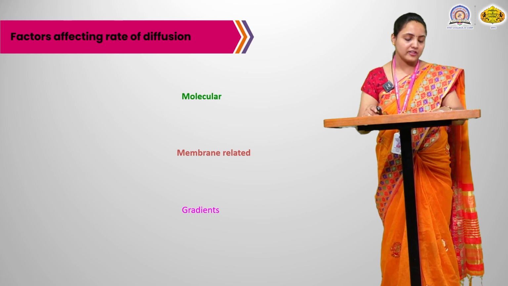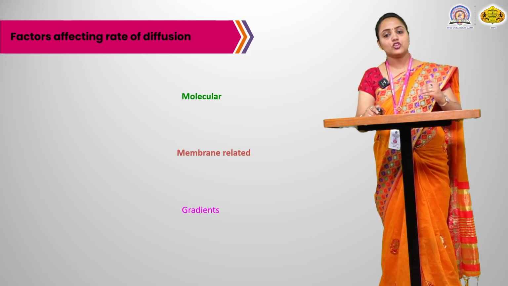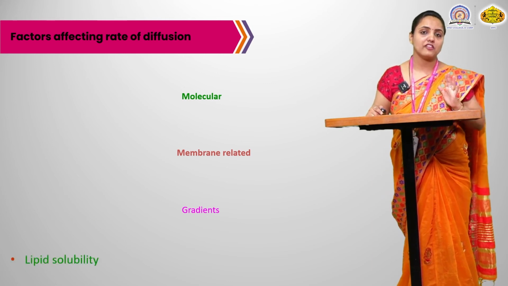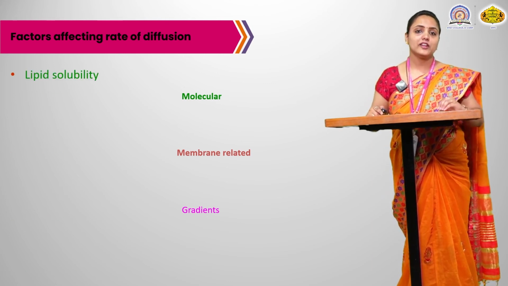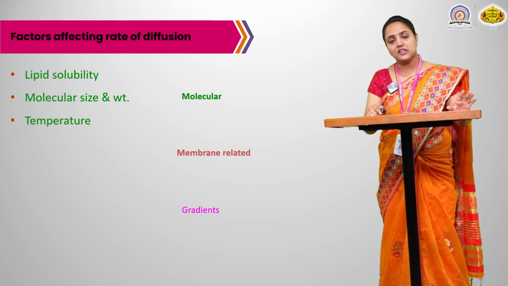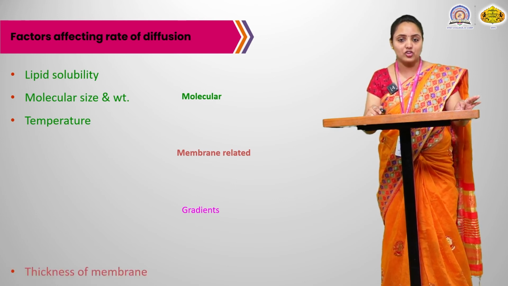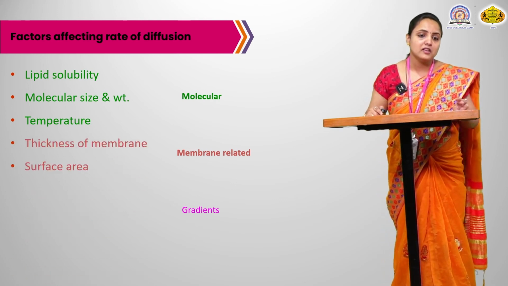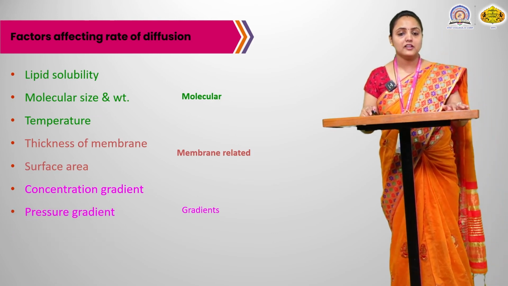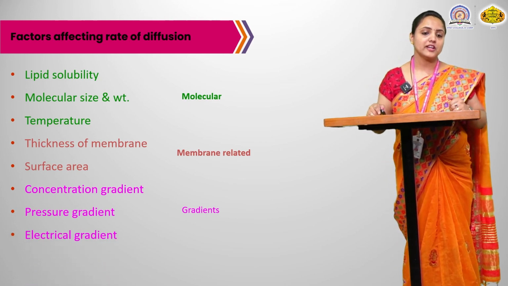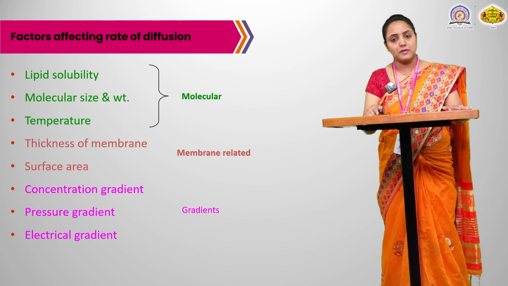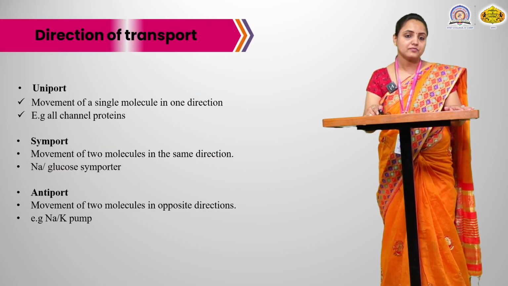Now which factors can affect the rate of diffusion? The molecular, the membrane related, and the gradients. These are the three main things which can affect your rate of diffusion. In molecular: lipid solubility, molecular size and weight, and temperature. These are the three things on the molecular basis that can affect your diffusion. Thickness of the membrane, surface area, and the concentration gradient affect the membrane related factors. Concentration gradient, pressure gradient, and electrical gradient affect your diffusion rate by the gradient methods.